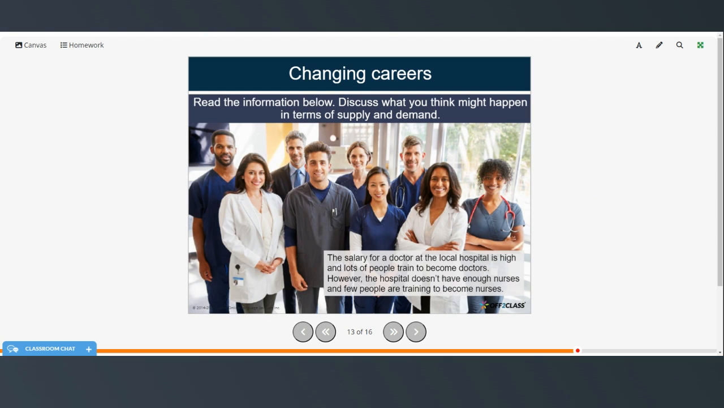And changing careers, the salary for a doctor at a local hospital is high and lots of people train to become doctors. However, the hospital doesn't have enough nurses and few people are training to become nurses. So the demand for nurses is high, but the supply is low. So probably that would drive up the cost of nurses. Hospitals would be willing to pay nurses more in order to attract them to their hospital. And that in turn would or should attract more people to start studying nursing.